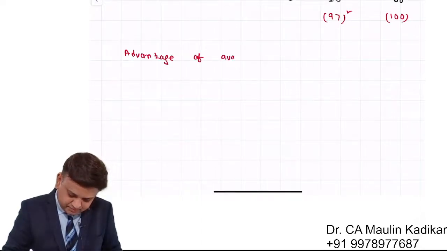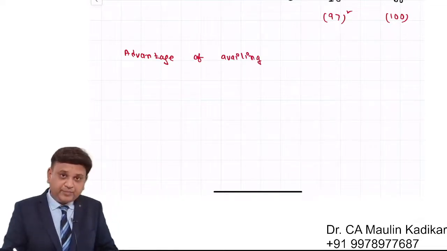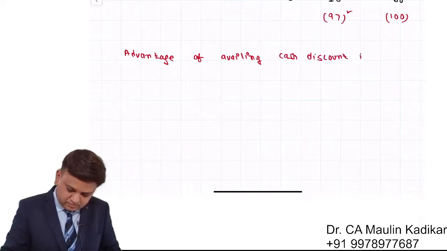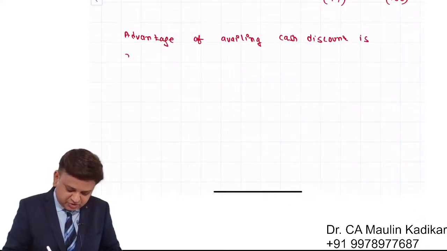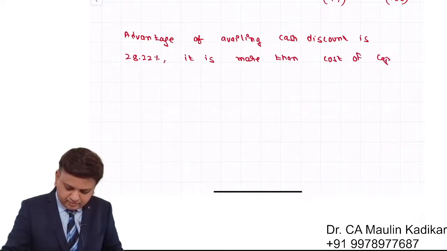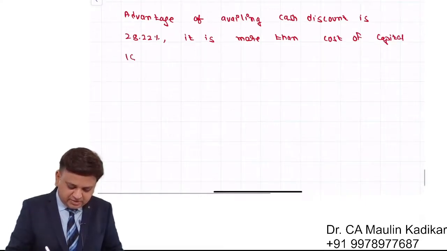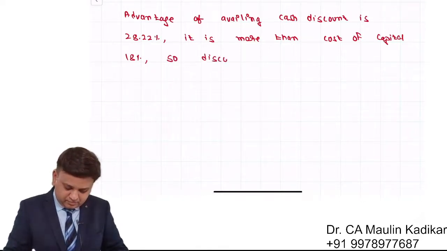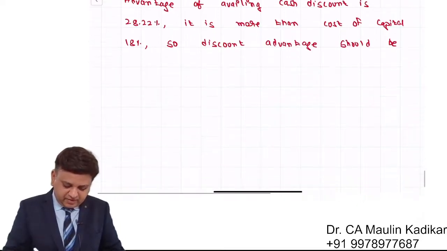Advantage of availing cash discount is 28.22 percentage, comma, it is more than cost of capital 18 percentage. So discount advantage should be availed.